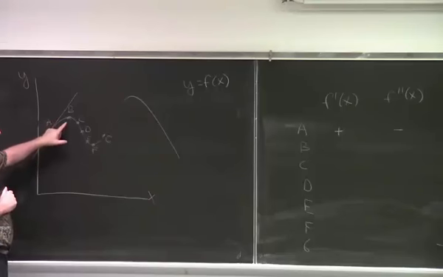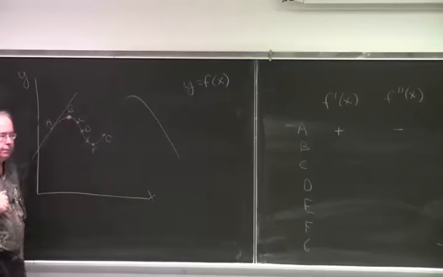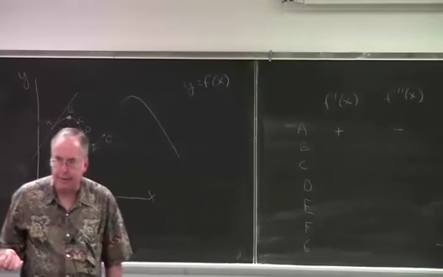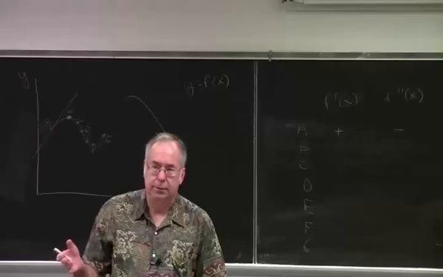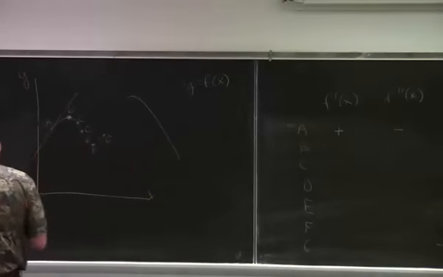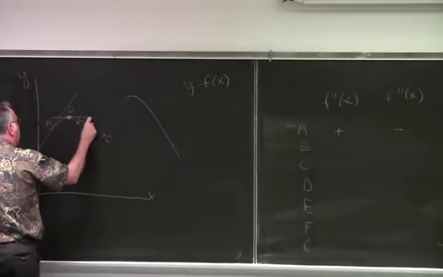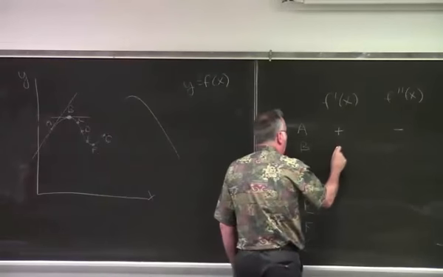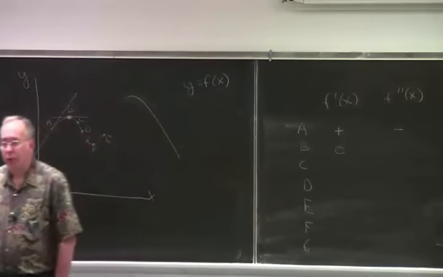Now, what about point B? At point B, what's the sign of the first derivative? What does it look like? Zero. Yeah, it looks like I meant to draw this so that it's right at the top of this little hill. So at point B, the value of the first derivative is 0. What about the value of the second derivative at point B?